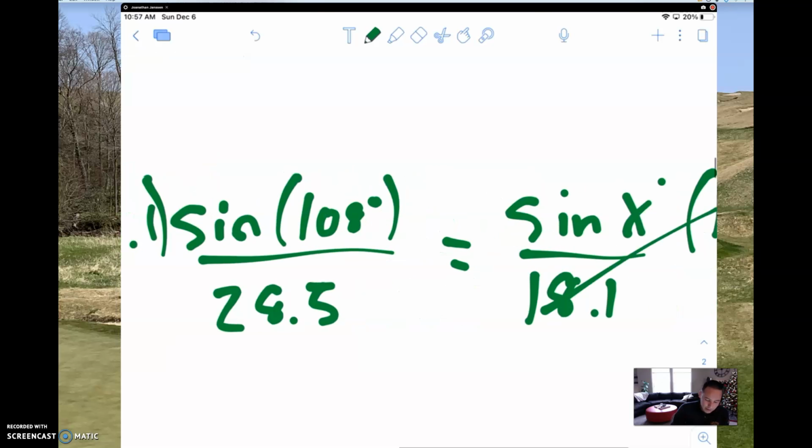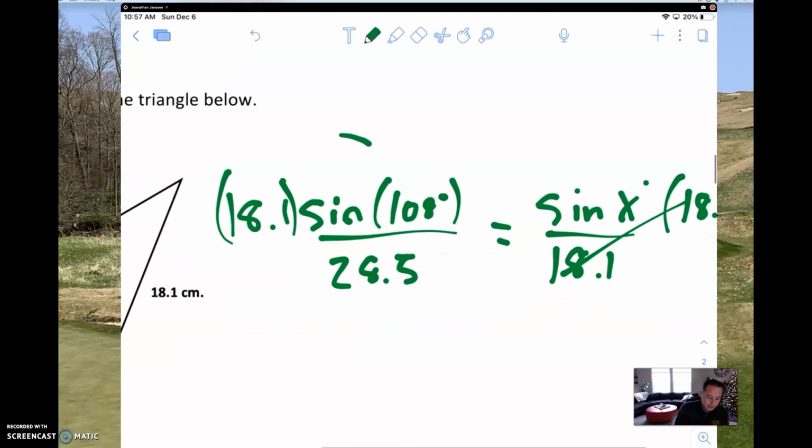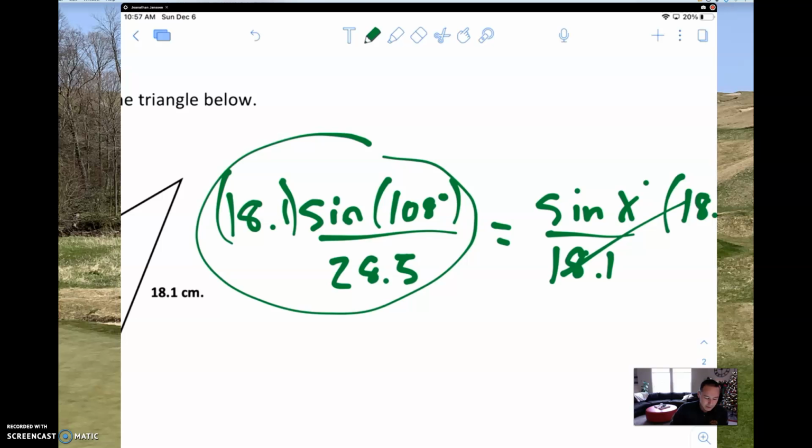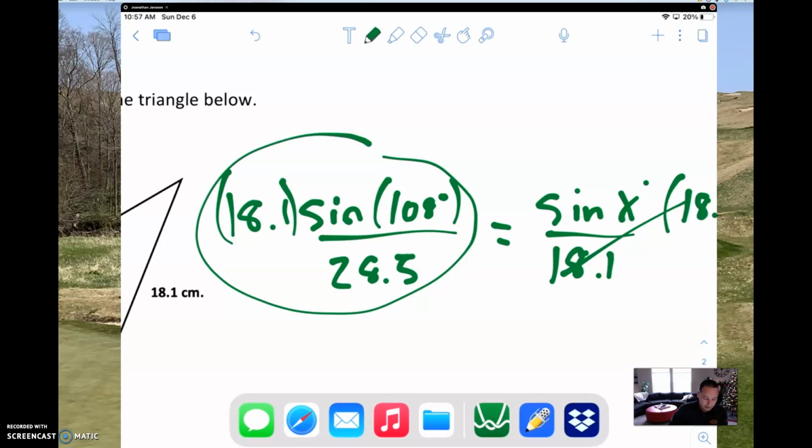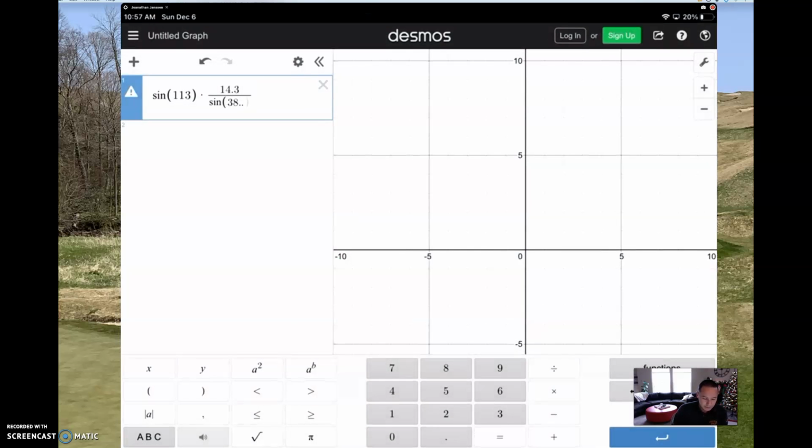So now I'm going to go on to Desmos, and I'm going to type this in. So 18.1 times sine of 108.